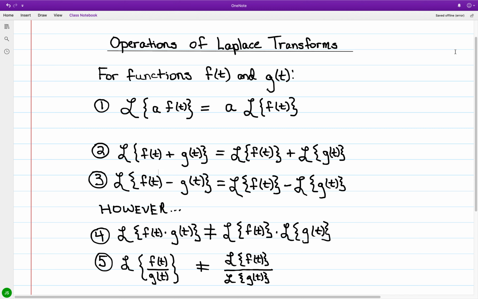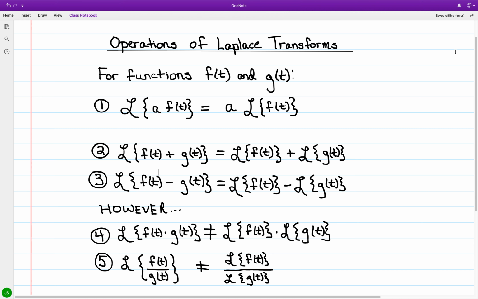Now if we have f of t and g of t added together, the Laplace transform of the sum of f of t and g of t can be written as the sum of the Laplace transforms of f of t and g of t. And the same thing can be done with subtraction, where the Laplace transform of the difference of f of t and g of t can be expressed as the difference between the Laplace transforms, the Laplace transform of f of t minus the Laplace transform of g of t.